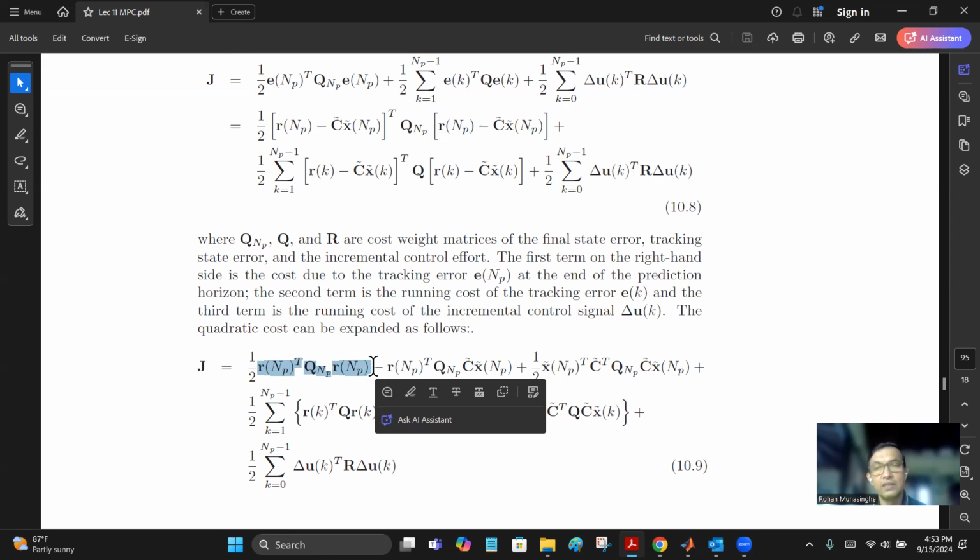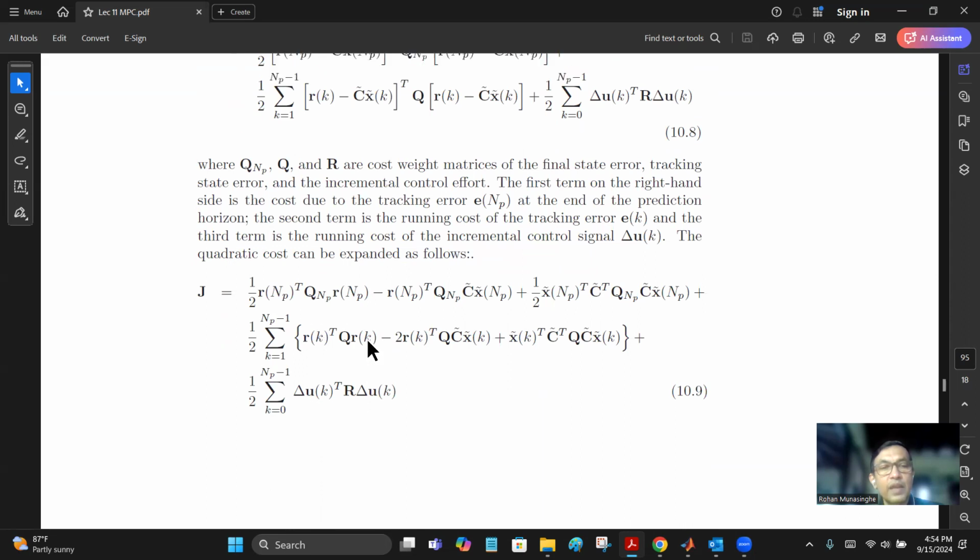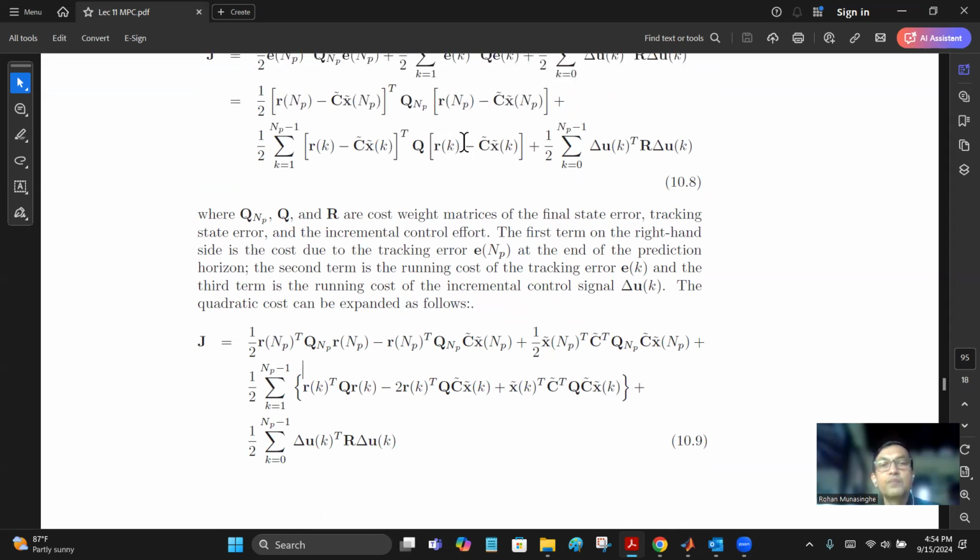Simple as that. It's like x plus y times x minus y. Sorry, x plus y plus x plus y, something like that. Same, right? So then the second term can be written like that. This one is r_k minus C tilde x tilde_k, transpose, this one.